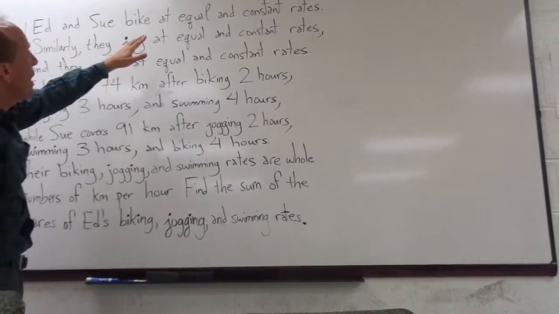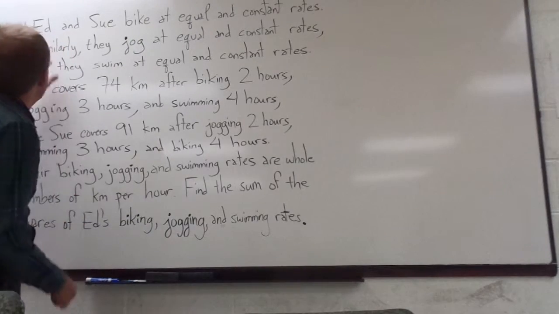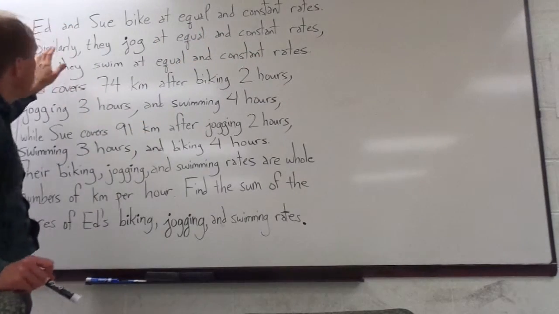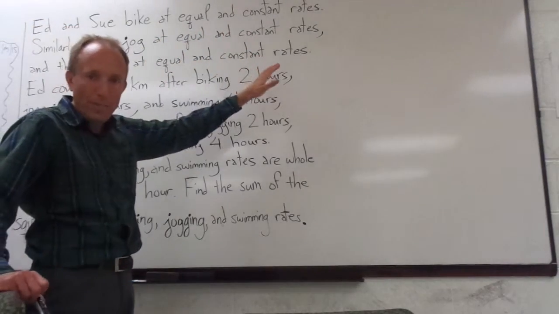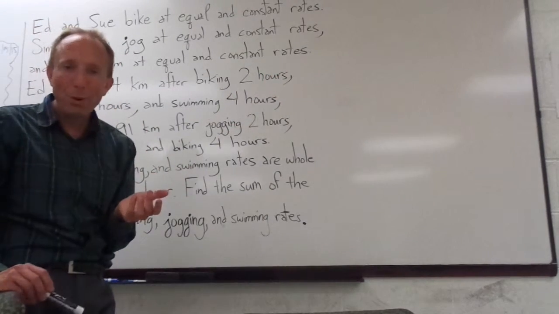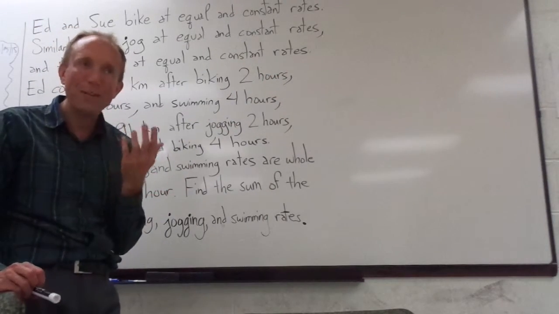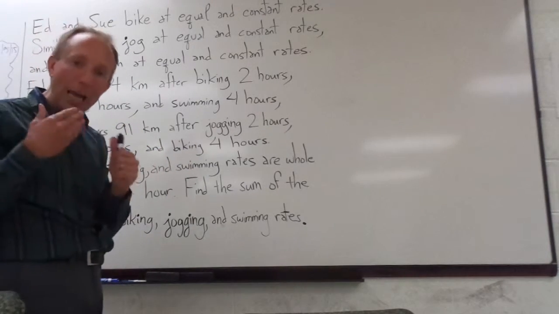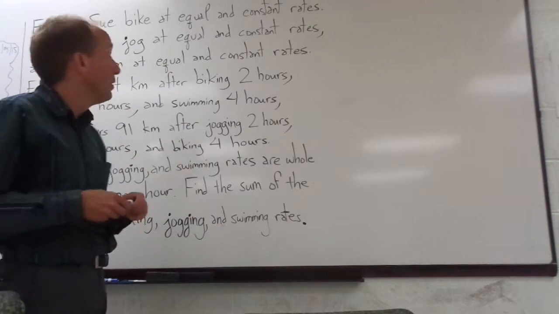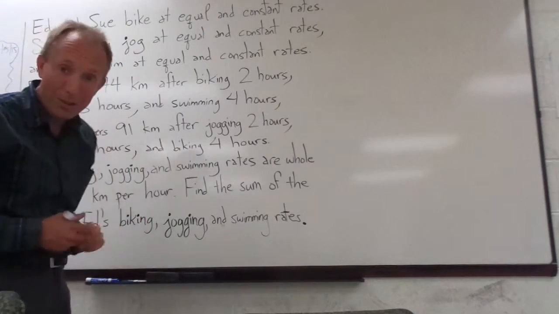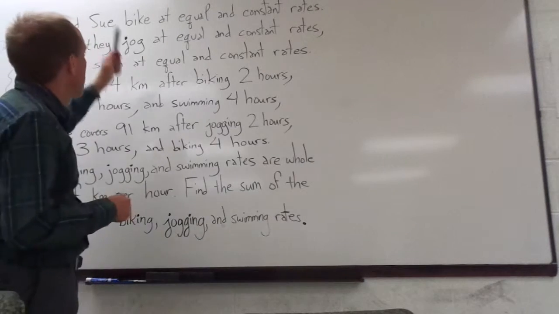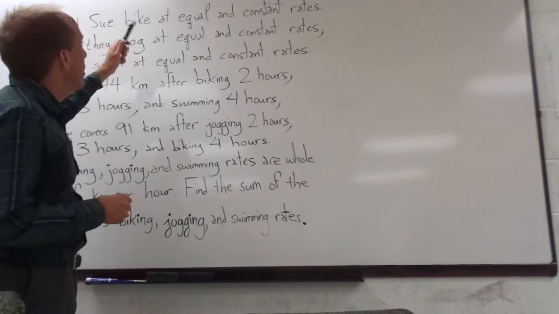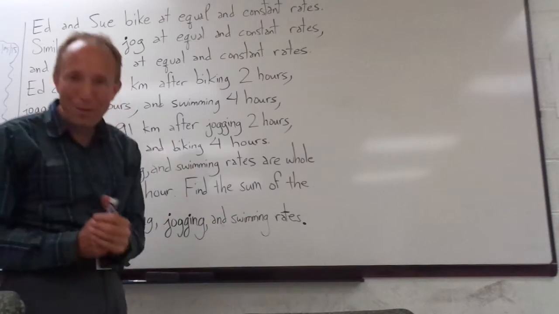Ed and Sue bike at equal and constant rates. Similarly, they jog at equal and constant rates, and they swim at equal and constant rates. Now remember, the first step of Polya's four-step problem-solving method is to make sure we understand the question. So as we're going along here, there's a lot of words. It's not a bad idea to stop and pause and make sure we understand what we're saying. So we have these two people, Ed and Sue, and they do three things, right? They bike, they jog, and they swim. And Ed and Sue are equally fast at all three of those things, right?